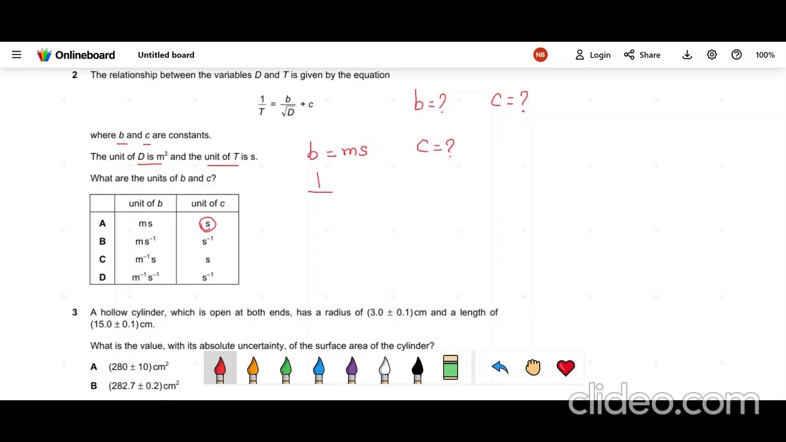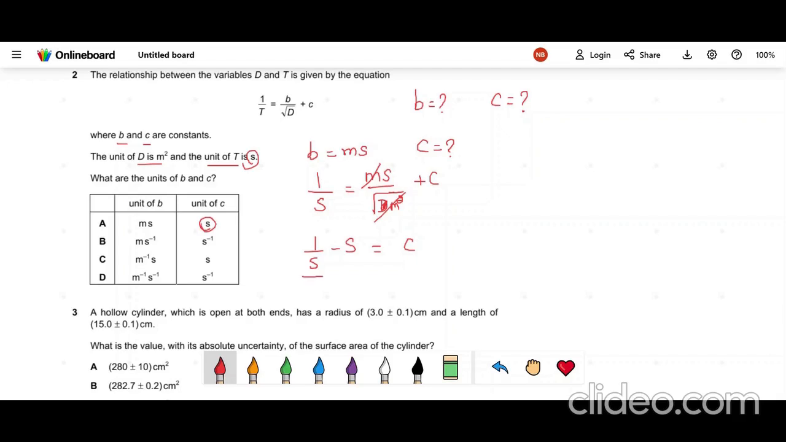1 by T, T has the unit second, so 1 by T means 1 by S. And then B has the unit M, according to choice A. And then root D is nothing but root M squared, plus C. I'm going to find out the unit of C. 1 by S, root M squared and M will be cancelled, and 1 by S. If I take that to the left hand side, then it will be simply S.